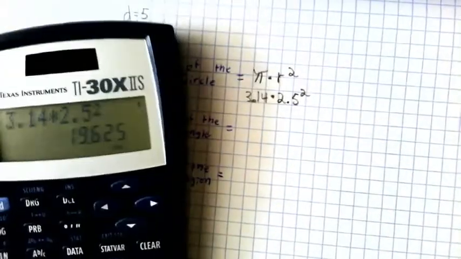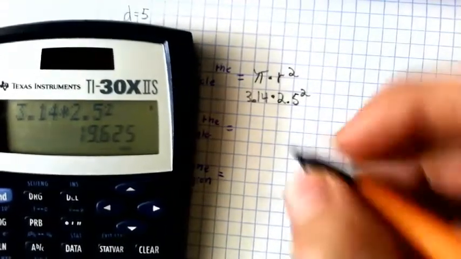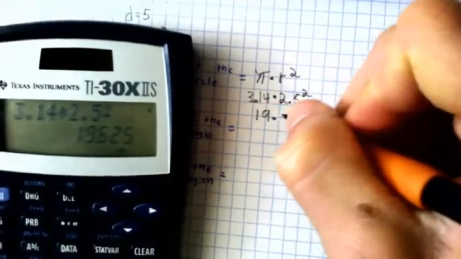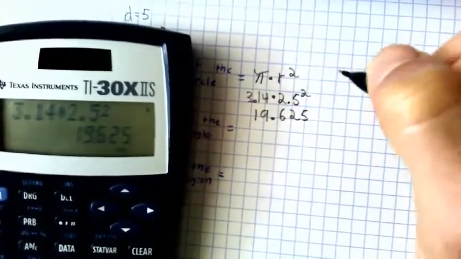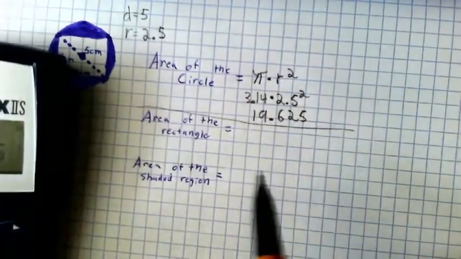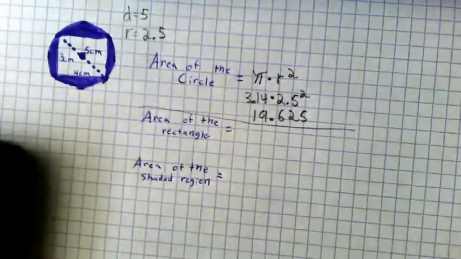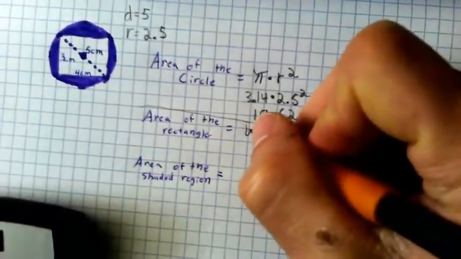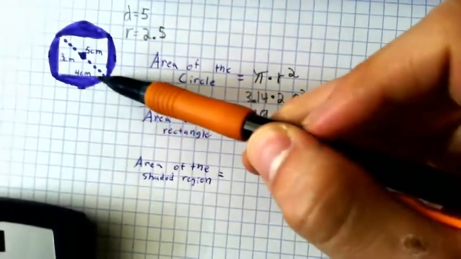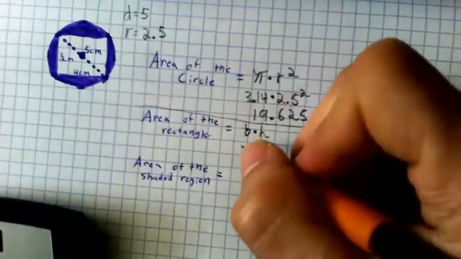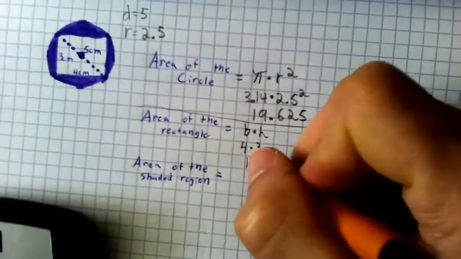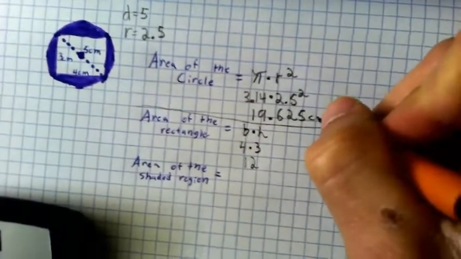19.625. So I'm just going to write that whole thing down this time. 19.625. That's going to be my area of the circle. Okay? Now it says area of the rectangle. Area of the rectangle is just base times the height. In this case, my base is 4, my height is 3. So 4 times 3, area of the rectangle is 12, and these are all centimeters squared.